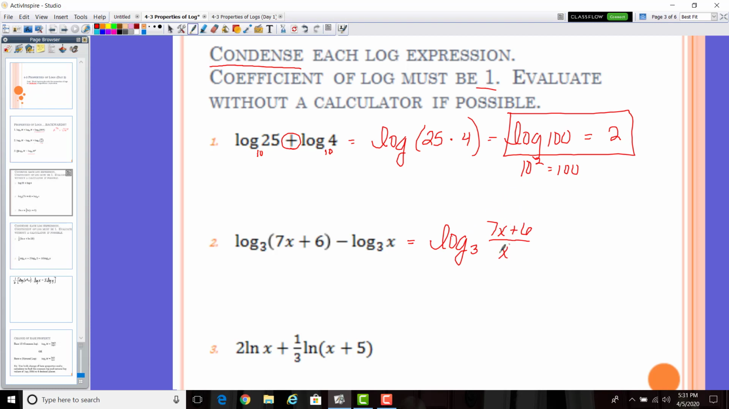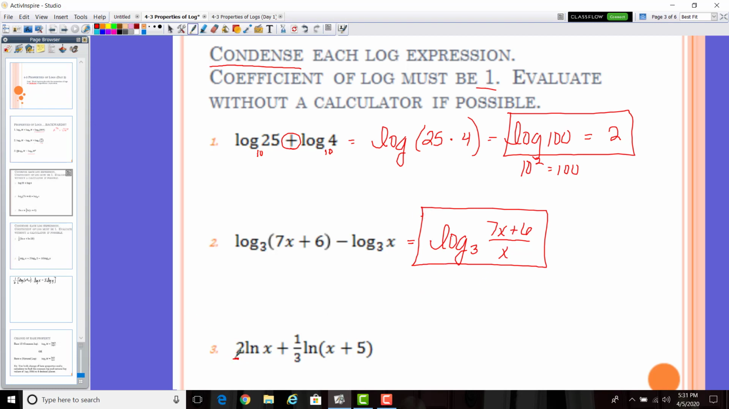Now, because there's variables in there, we're not ever going to be able to evaluate it. However, if this expression simplifies, meaning if I could factor this expression, if I could take something out that would cancel with x, you would need to do that. This one, however, we cannot do that.